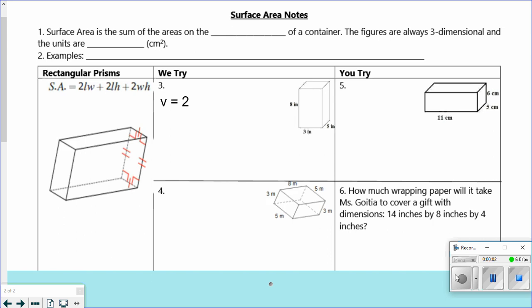All right, so this is part 2 of our formula notes. So we're going to be talking about surface area as the next formula that we will be using, surface area of a rectangular prism and surface area of a cylinder.